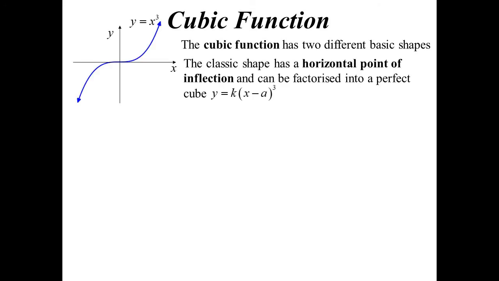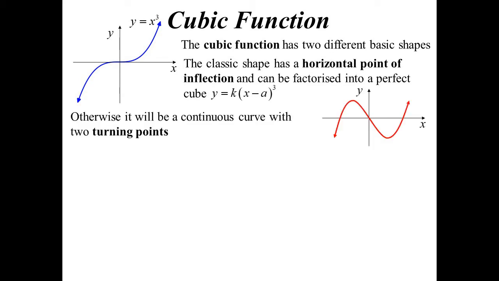Now the classic one that we're used to seeing, like y equals x cubed, is the one that has what we call a horizontal point of inflection. And that just means that when it changes concavity, because you notice how it goes from concave down to concave up, at that point, if you were to draw a tangent in, it would be horizontal. So that's why we call it a horizontal point of inflection. And all of those types can be factorised down to be a perfect cube. Now, it might be a multiple of a perfect cube, but all of those can be done that way.